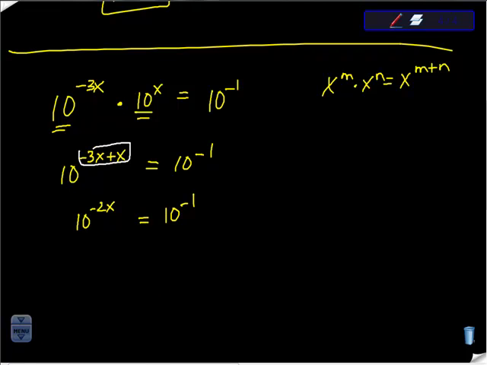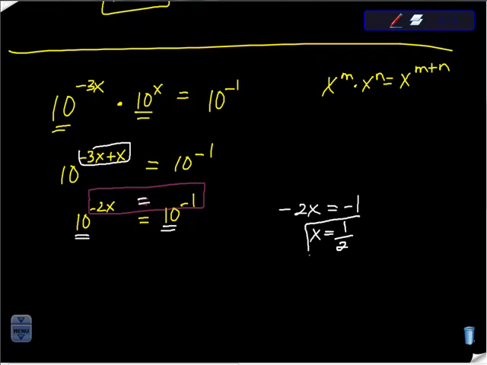I'm going to do the same thing I did last time. I'm going to look at my bases, and they match. Therefore, the only thing I really have to deal with now is this algebra problem right here. So I'm going to ask, when is negative 2x equal to negative 1? This is the negative 2x, this negative 1 is this one, and this equal sign here is that one. I'm going to solve, and we're going to get x is equal to 1/2, and that's our answer. So this is not bad. You can definitely do this.